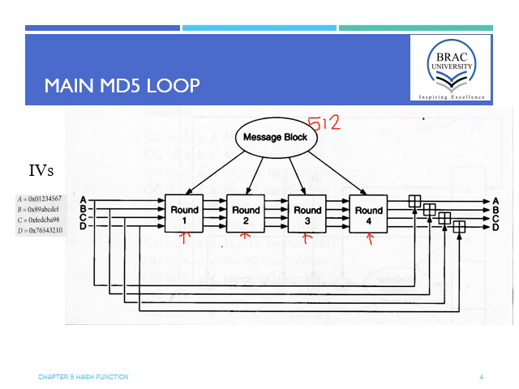So initially we initiate the buffers. These are those buffers A, B, C, D. These are 32-bit buffers.